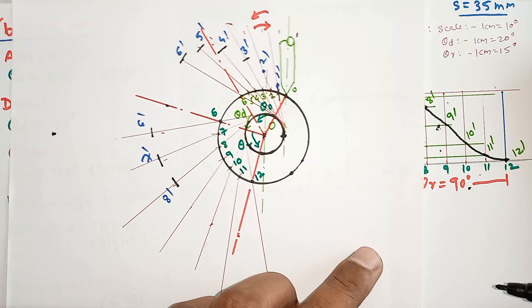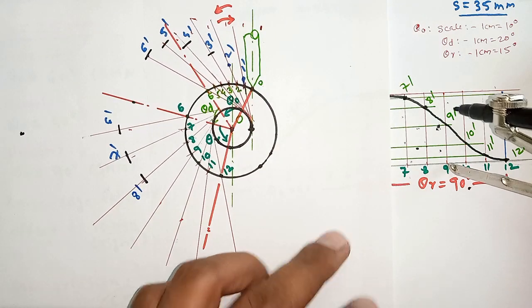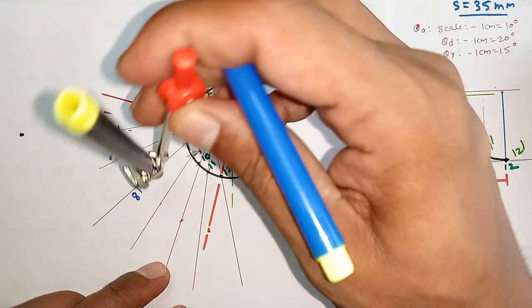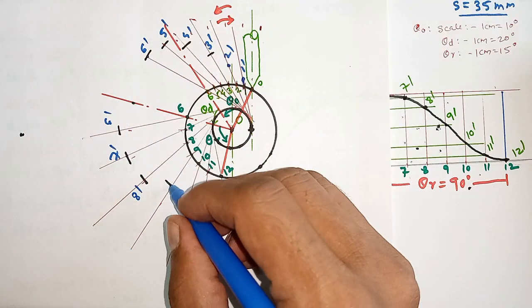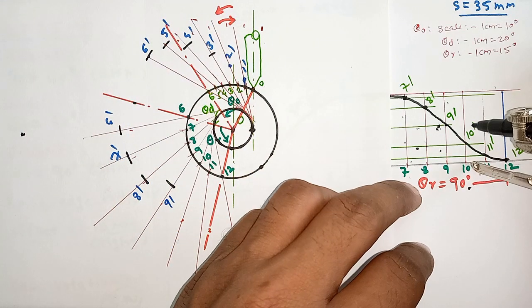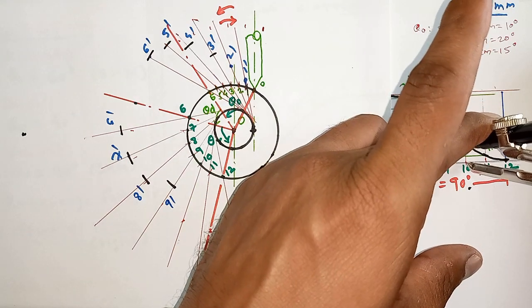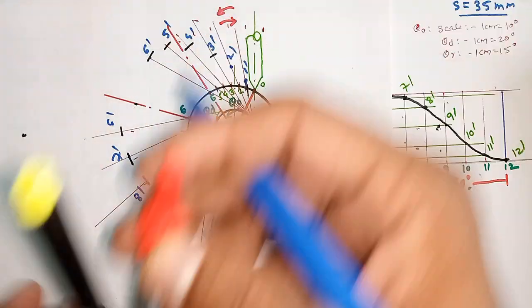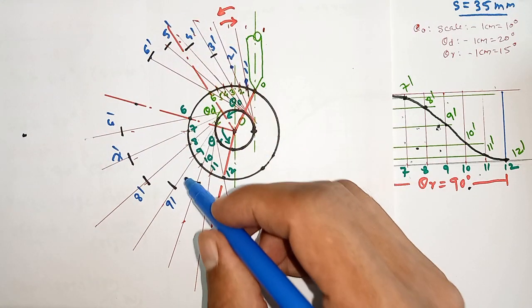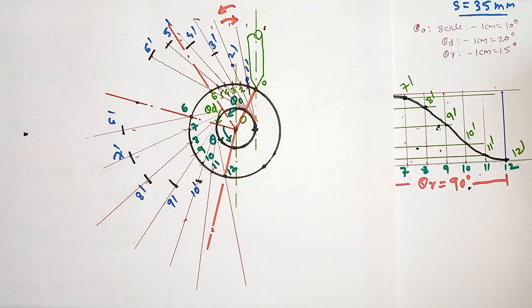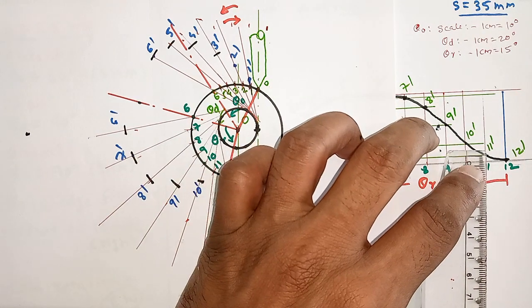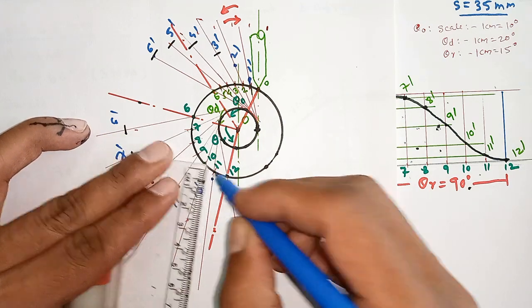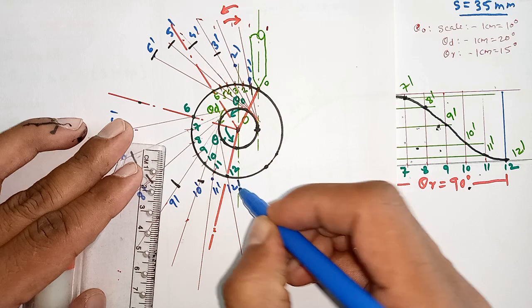Okay. Then at 9, it is this much, 9 dash, then at 10 it is this much, so 10 dash on line number 10. Now at 11 it is 3 mm, 11 dash, and 12 dash and 12 will coincide.